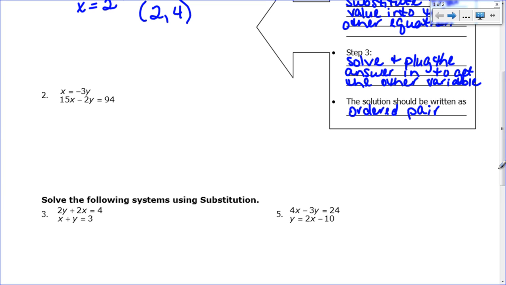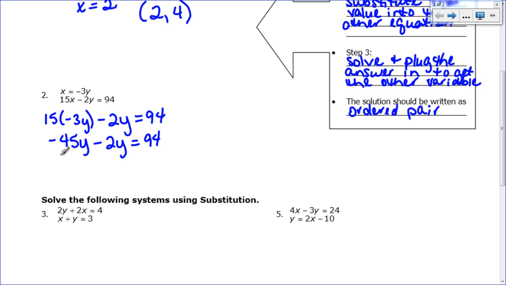So let's look at number 2. Step 1, make sure that one of my equations is solved for a variable, and it is. It says x is equal to negative 3y, so I'm going to have to plug negative 3y in wherever I see an x. So in this equation, I'm going to do 15 times negative 3y. Then the rest of the equation stays the same because I didn't change it. And so now I'll simplify so I can solve. So 15 times negative 3y is negative 45y minus 2y is equal to 94. Well, that makes negative 47y. And when I divide by negative 47, I get that y is equal to negative 2.